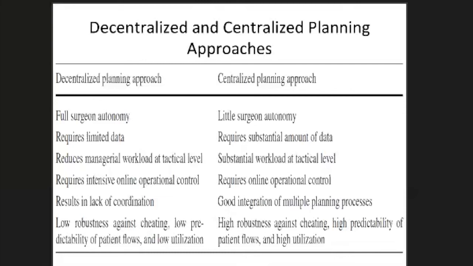Whereas centralized planning, which is another way to do it, reduces the autonomy of surgeons, but requires a substantial amount of data for this planning to work. It requires substantial workload at the tactical level. Somebody will be doing this kind of planning. It requires online operational control, and good integration is possible in this case, because somebody who's centrally planning can make sure that you're planning for the OR and then making sure that that plan works well within subsequent departments. And typically this is robust against disruptions of different types that can exist.